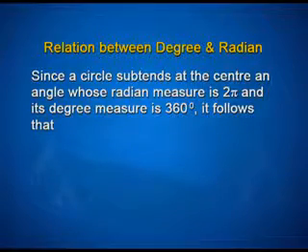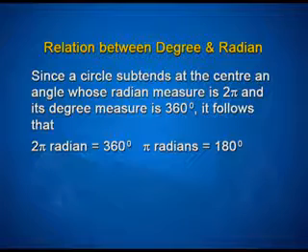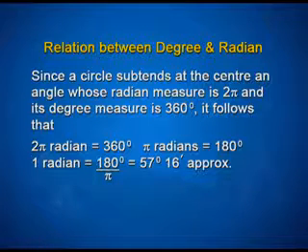Now, let us see the relation between degree and radian. Since a circle subtends at the center an angle whose radian measure is 2 pi and its degree measure is 360 degrees, it follows that 2 pi radian is equal to 360 degrees. That means, pi radians is equal to 180 degrees. That implies 1 radian is equal to 180 degrees upon pi, which can be calculated as 57 degrees 16 minutes approximately.